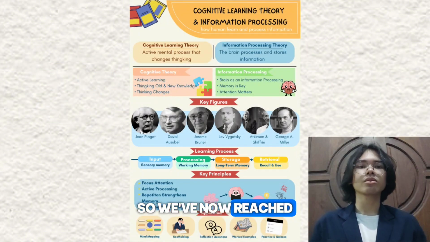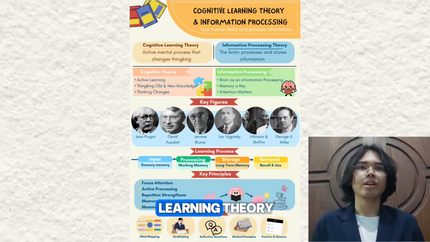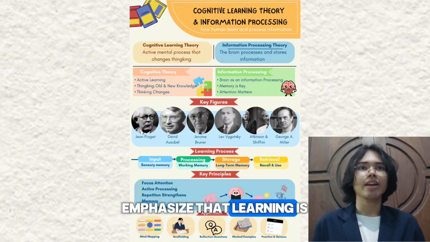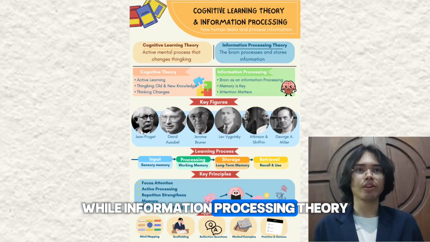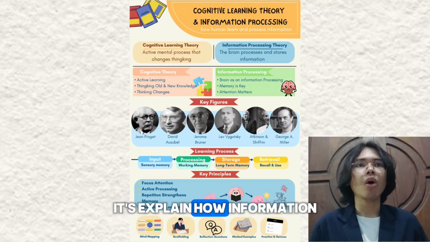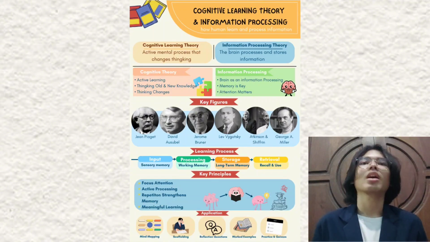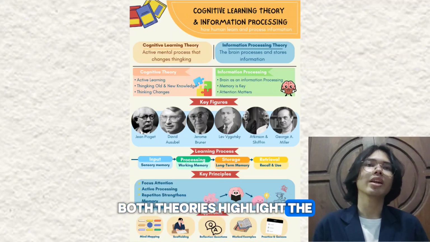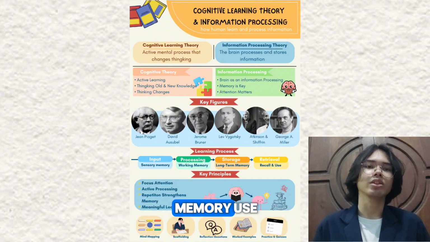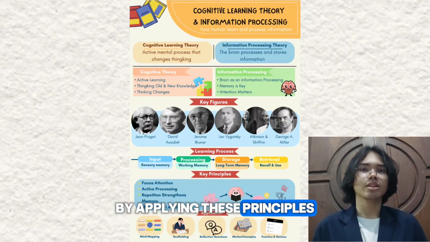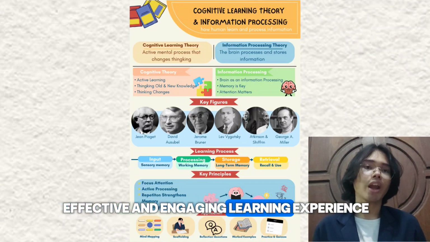So we've now reached the final part of my presentation, and in conclusion, cognitive learning theory emphasizes that learning is an active mental process, while information processing theory explains how information flows and is managed in the brain. Both theories highlight the importance of active thinking, meaningful learning, and effective memory use. By applying these principles, educators can create more effective and engaging learning experiences.